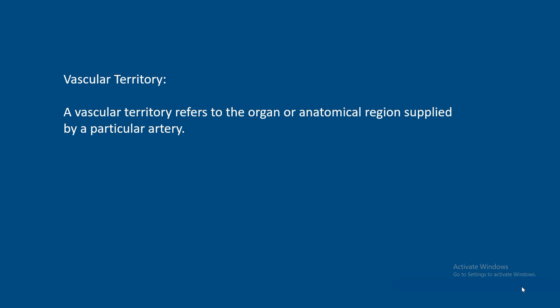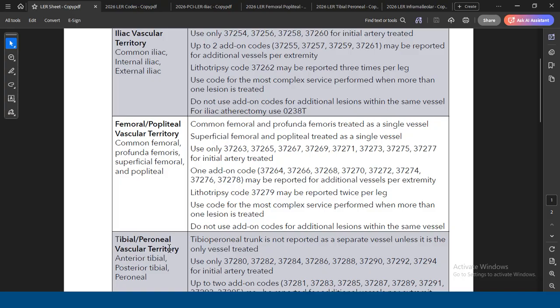Next we need to understand vascular territory. Vascular territory refers to the organ or anatomical region supplied by a particular artery. In today's session, mostly we are going to see vascular territories. As we discussed previously, we have 4 vascular territories in lower extremity revascularization procedures. First is iliac vascular territory, then femoral popliteal vascular territory, tibial peroneal vascular territory, as well as inframalleolar vascular territory.